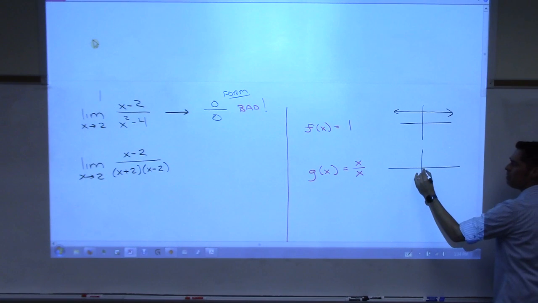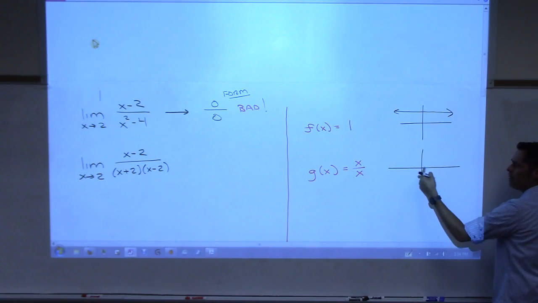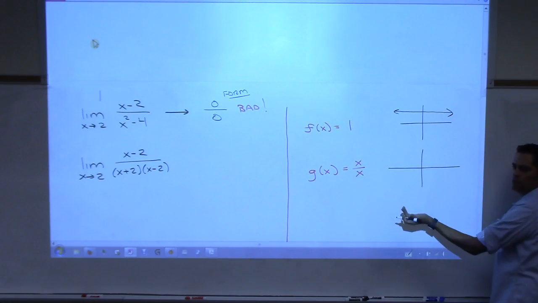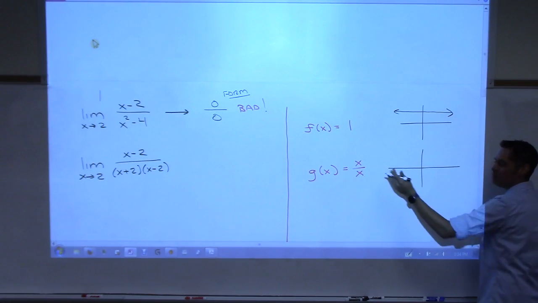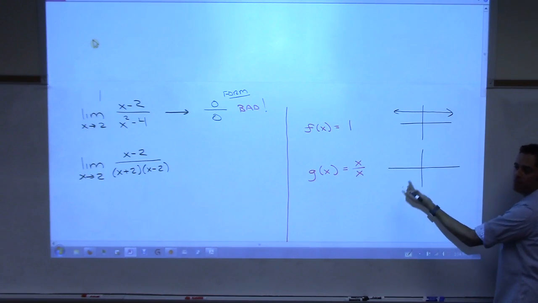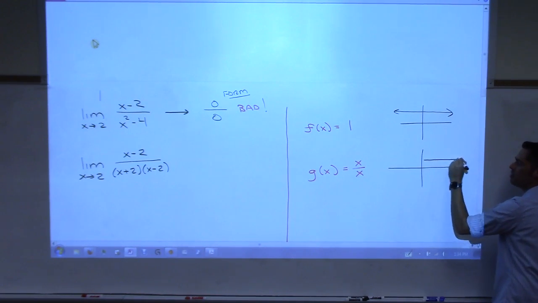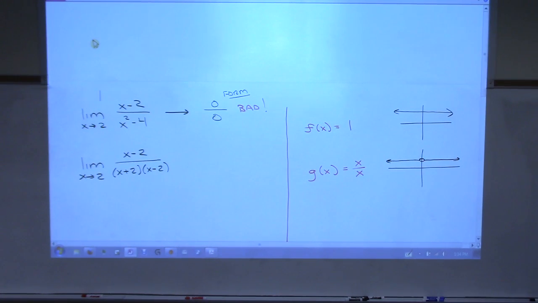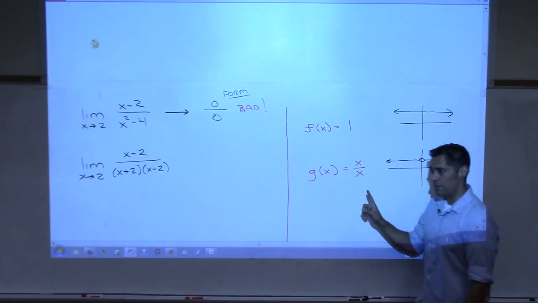That means at 0, nothing's happening. But anywhere else, it's like what? 1 over 1 is 1. 2 over 2 is 1. 3 over 3 is 1. 4 over 4 is 1. Right? Negative 1 over negative 1 is positive 1. So it should look almost the same, except here it's undefined. These are not the same functions.